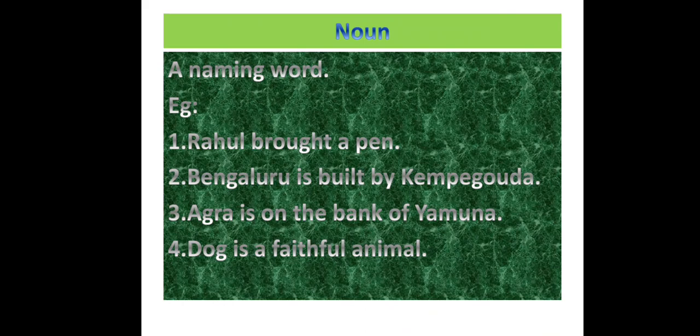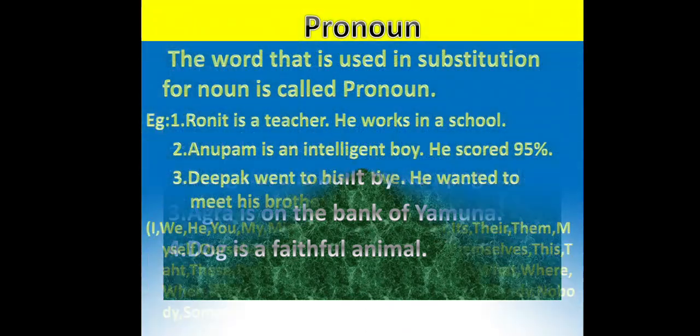In the third example, Agra is on the bank of Yamuna. So Agra is the name of a city. At the same time, Yamuna is the name of a river. Dog is a faithful animal. So dog and animal are nouns here. So to conclude, a noun is nothing but the name of a person, place, animal, or a thing.